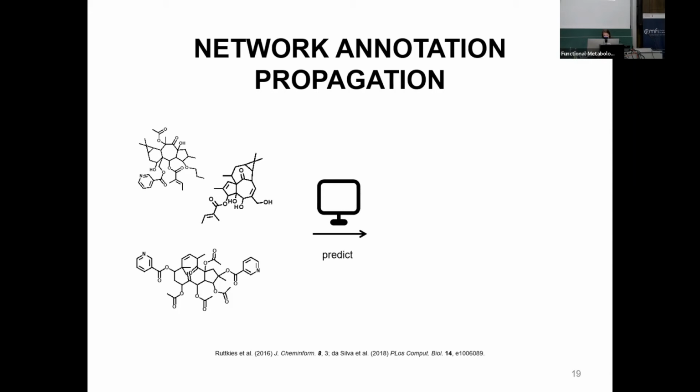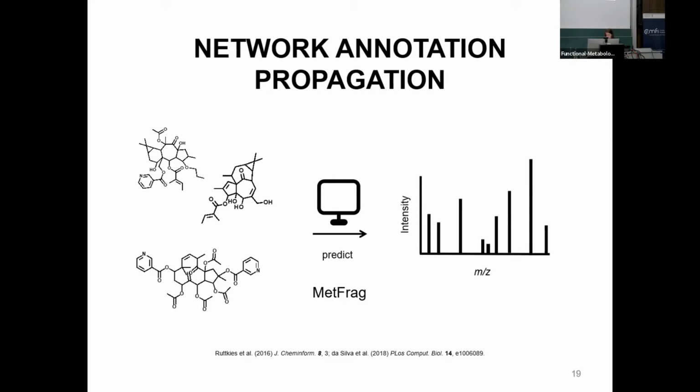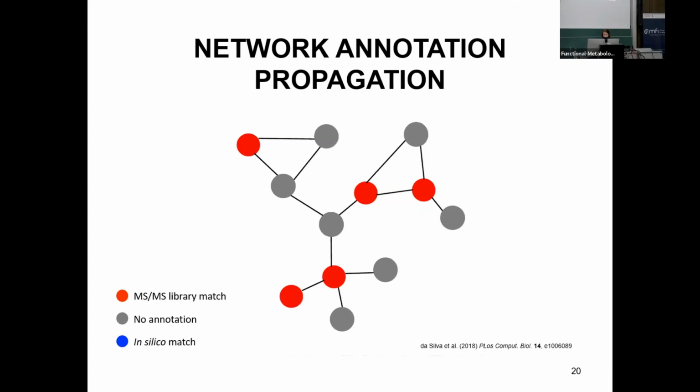Basically, network annotation propagation is based on the algorithm called MetFrag that Kai also mentioned, and it uses structures from databases as input and then tries to predict a mass spectrum, and those predicted spectra are then matched to your experimental spectra. What network annotation propagation does is then re-rank those candidates based on the network. It does that assuming that the library matches are sort of the ground truth, so the most correct matches, so to say.